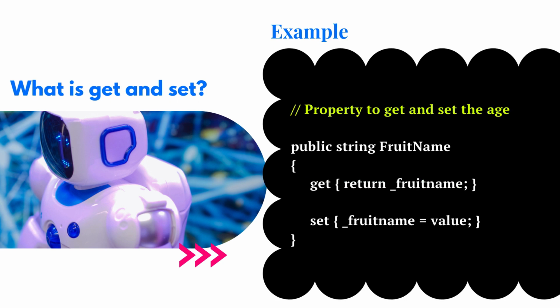What are get and set in C# property? This is a C# property named fruitName. The get accessor returns the value of the private field _fruitName, while the set accessor assigns a new value to _fruitName. It provides controlled access to the field following encapsulation principles.